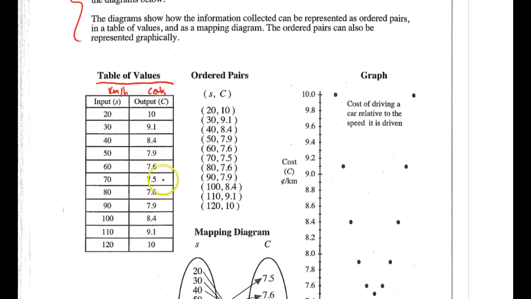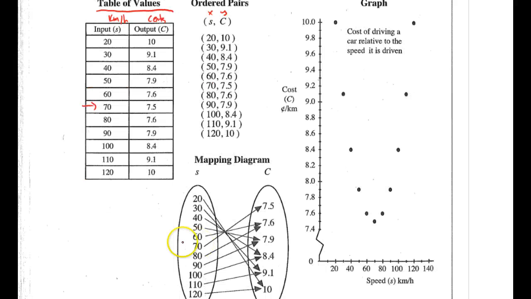You can see that the cheapest, the best speed, the one where I'll save the most money, is over here, and that's 70 kilometers an hour. The cost is 7.5. You can write these as ordered pairs, as if you were to graph them. So this would be the x and the y variables. In this case, the independent always goes on the x-axis, and the dependent always goes on the y-axis. Don't worry about the mapping one for now. We'll ignore that one.